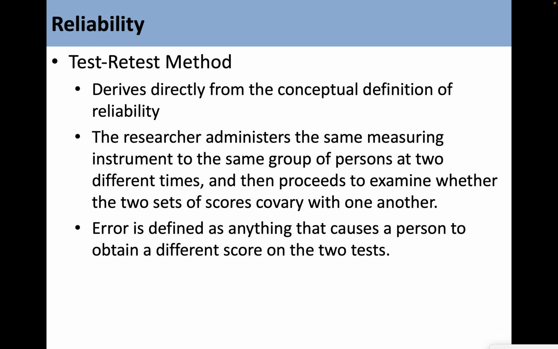The test-retest method derives directly from the conceptual definition of reliability. The researcher administers the same measuring instrument to the same group of persons at two different times, and then proceeds to examine whether the two sets of scores covary with one another. Error is defined as anything that causes a person to obtain a different score on the two tests.